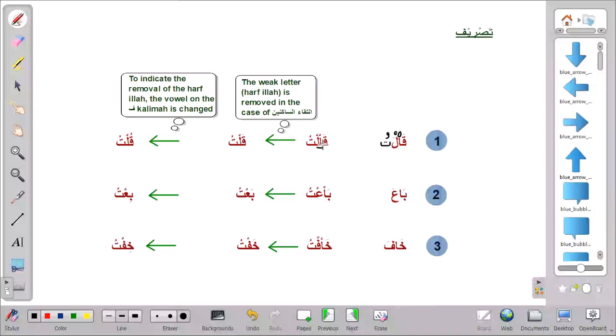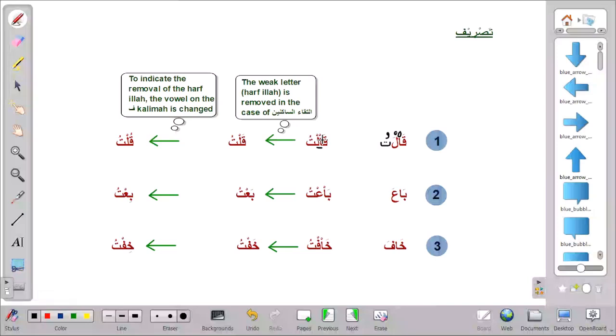And you know that when there is iltiqa as-sakinain, we cannot pronounce the word. When 2 sukuns meet, we cannot pronounce it. So in the Arabic language, la yaltaqiyani sakinani fi lughat al-arabiyya: 2 sukuns don't meet in a word in the Arabic language. So we have to do something. When 2 sukuns are meeting on 2 letters in a verb or in a word, we have to remove one of the letters with the sukun to make the word pronounceable.